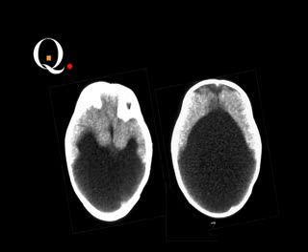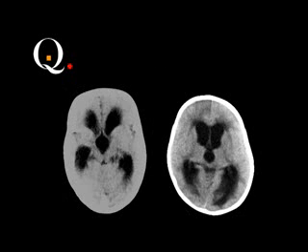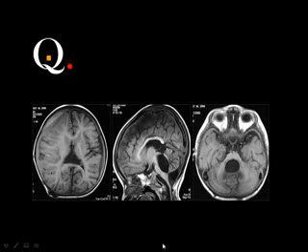Then we came to the questions. What do you think about this case? A lobar holoprosencephaly. Okay. Aqueductal stenosis. Yes, very good. This is a trapped fourth ventricle.